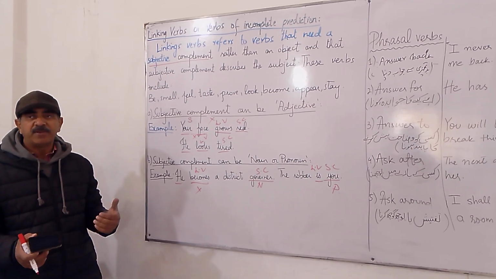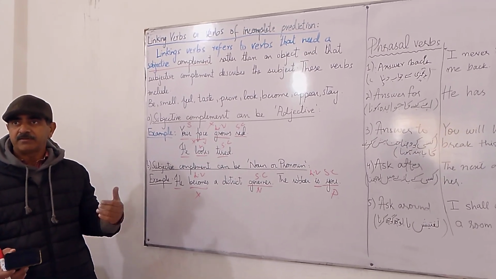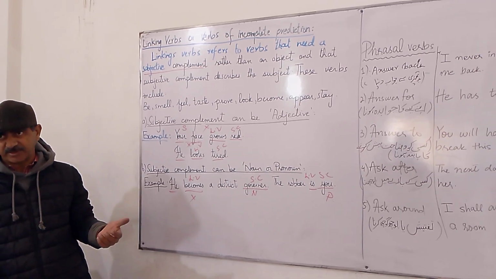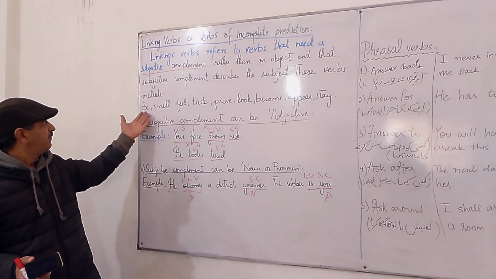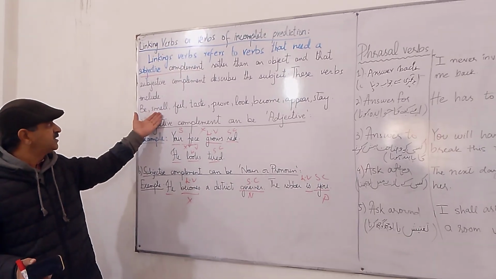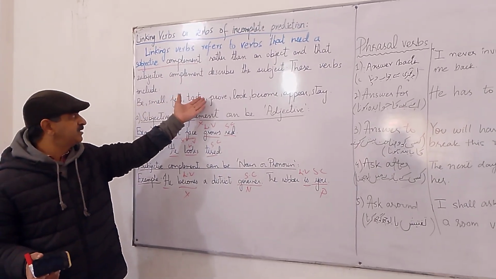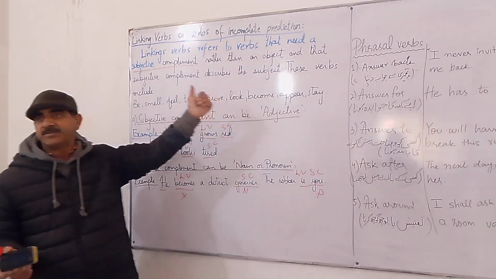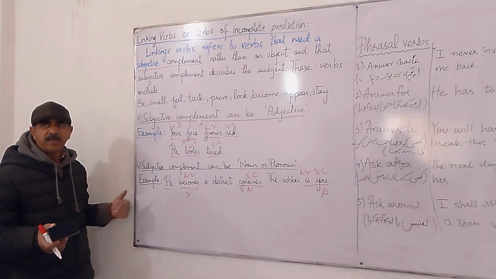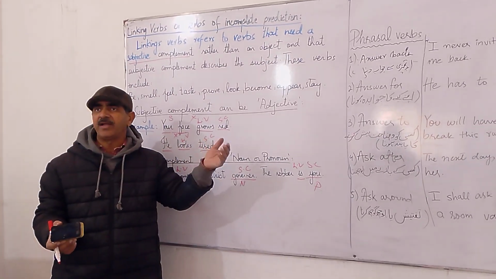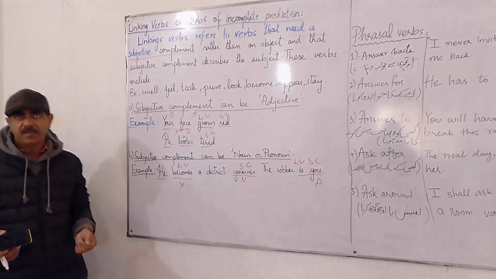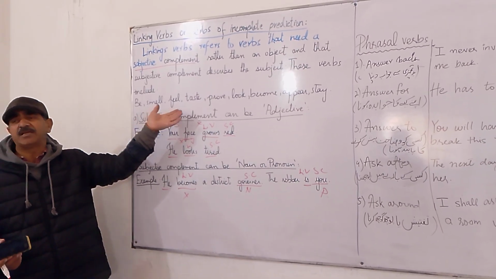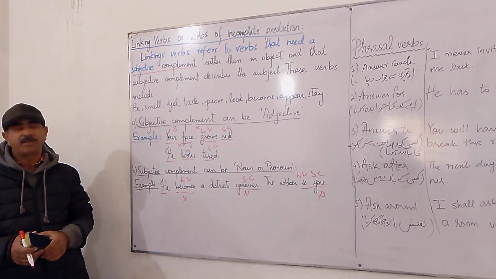So, what does the subjective complement do? The word that links. It tells us or it describes a subject, clear? For example, be, smell, feel, taste, prove, look, become, appear, stay. These are the linking verbs. There are many more, and so on and so on. Clear? But just as a sample and example, I have written a few over here.